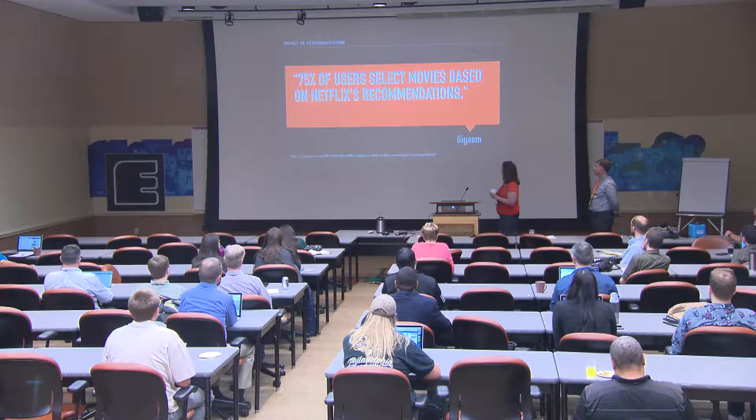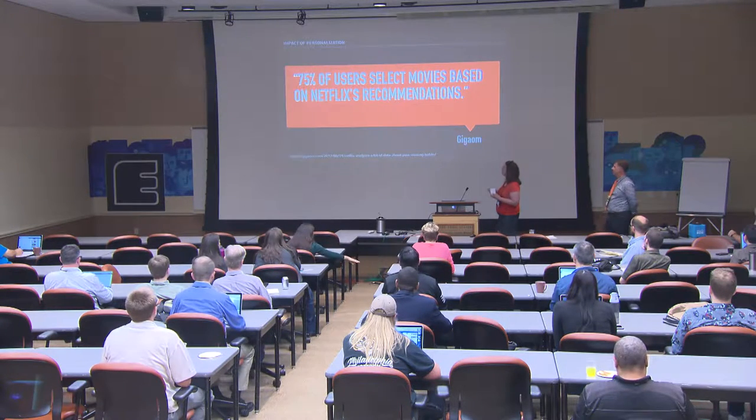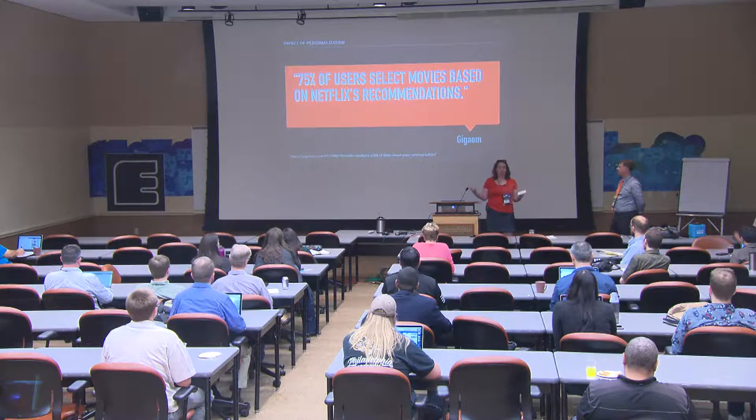75% of users select movies based on Netflix's recommendations. That's a stat from a couple of years ago. So when Netflix is looking at your viewing history and the movies that you've added to your watch list, the movies that you've watched, they're then delivering more recommendations to you. They know that you love horror movies, or you love 80s, or you love romantic comedies, or whatnot. So they're gonna pull out more movies from their archives and present them to you in the hopes that you will then add them to your watch list and keep watching Netflix. That's what they want you to keep doing. So by drawing from your data, they can then give you opportunities to do that very thing.